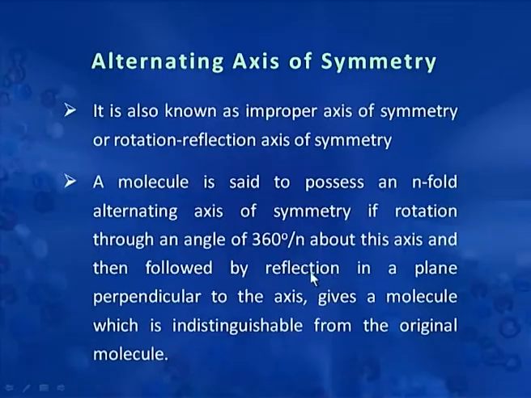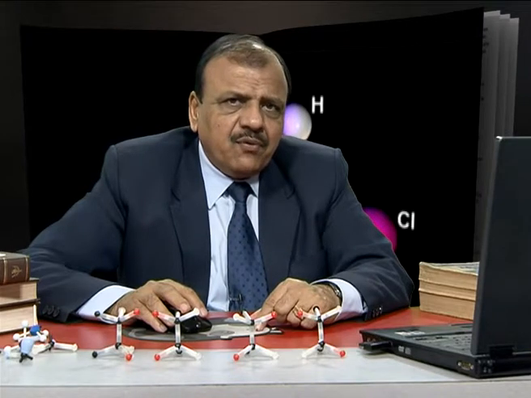As it is mentioned here, first we will find an axis, we will rotate the molecule by some angle on that axis, and then we will get a reflection in a plane perpendicular to the axis, means we will take a mirror which is perpendicular to this axis and take the mirror image. If that mirror image is identical to the original molecule, then we say that the molecule possesses an alternating axis of symmetry. Let us understand this thing with the help of an example.